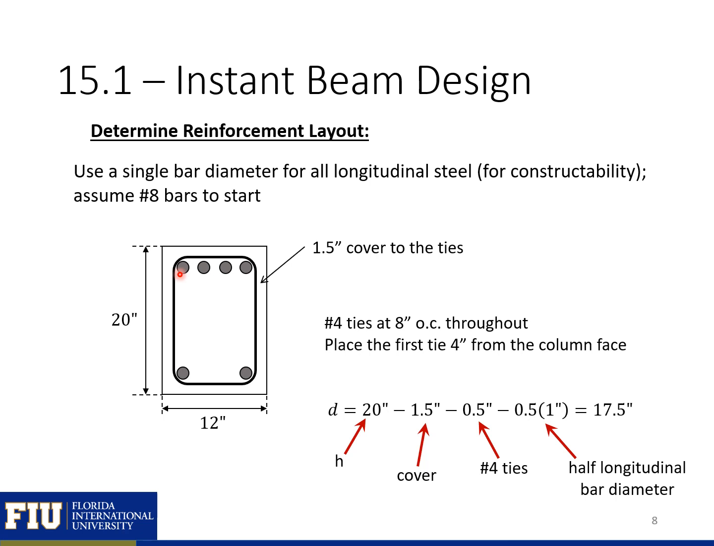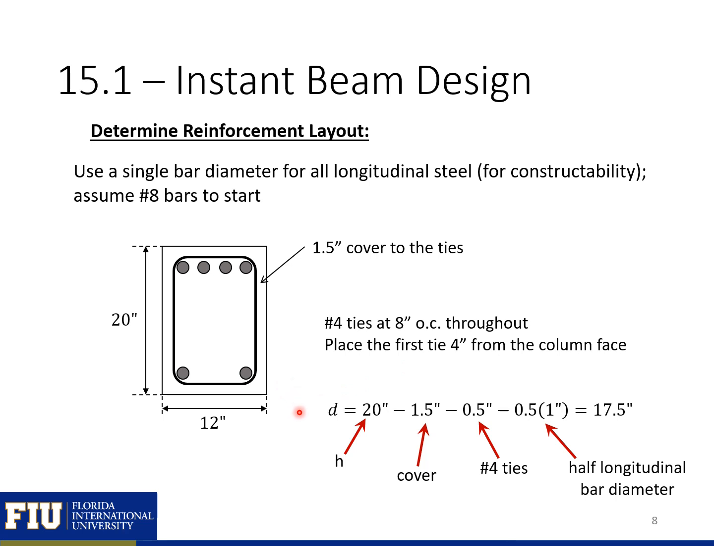So we're going to assume to start number 8 bars, and we're going to assume at our maximum negative moment region we have 4 number 8 bars in the top and 2 number 8 bars in the bottom. We're going to assume that we have 1.5 inch cover to the ties, and we'll assume number 4 ties spaced at 8 inches on center throughout. And we'll place the first tie 4 inches from the column face to satisfy code requirements.